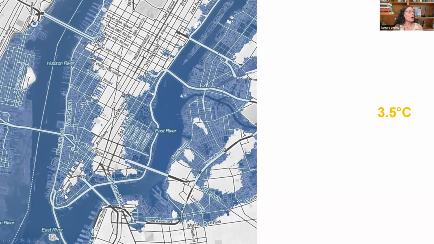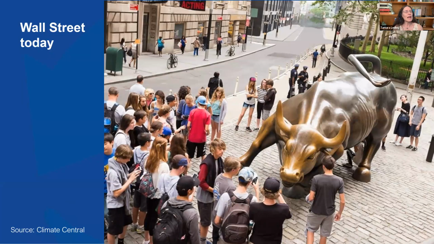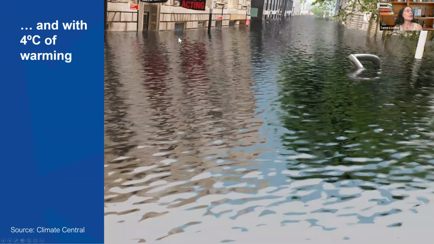So the reason I'm pointing out this southern part of Manhattan where Wall Street is, this next picture is of Wall Street today. This is the bull on Wall Street. We are getting more people back. I'll call your attention to these two women walking by this window. Their heads are about halfway up the window. With an increase of 4 degrees Celsius warming, you can see that the water level will have risen to 3/4 of the way up that window, and so all of Wall Street would be underwater.